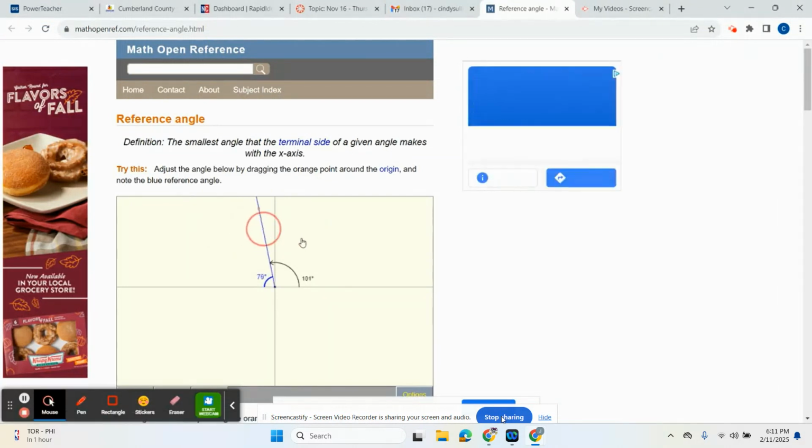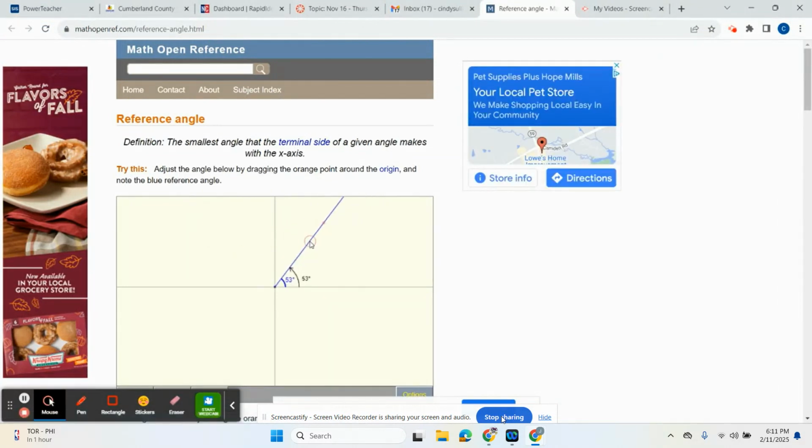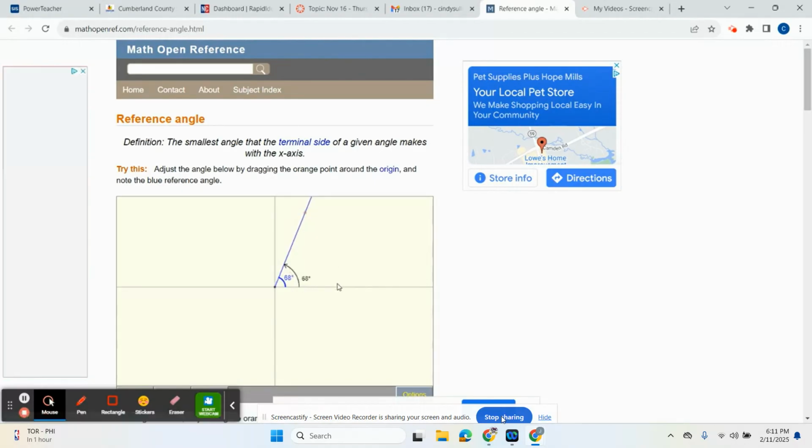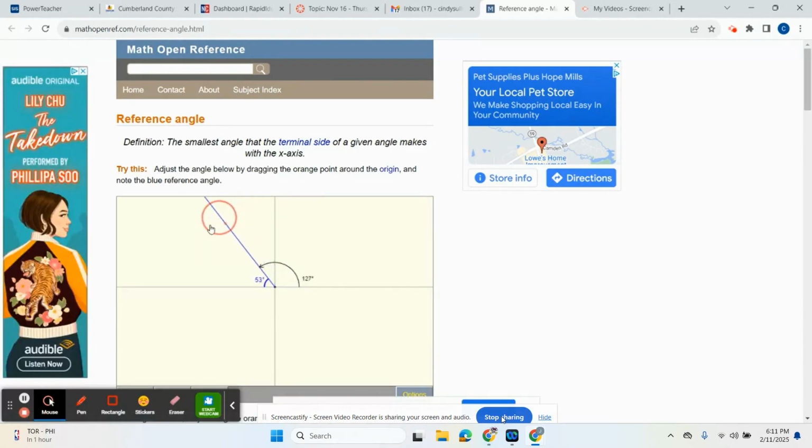So now let me show you. If this is a 53 degree angle, it's a 53 degree reference angle. If you've got 68 degrees, it's a 68 degree reference angle. That's how far away it is from the x-axis. But if I go over here to, let's say, 147, that's 33 degrees away. 180 minus 147 is 33 degrees.